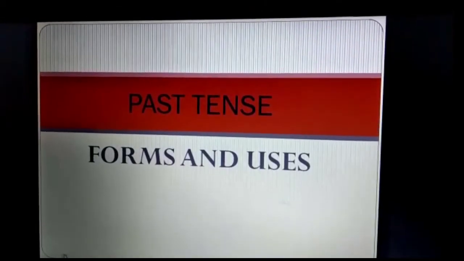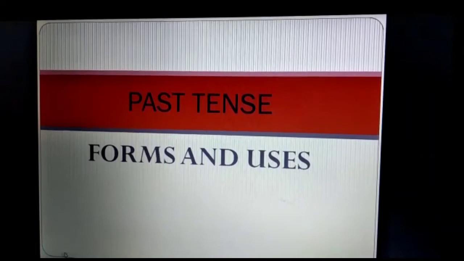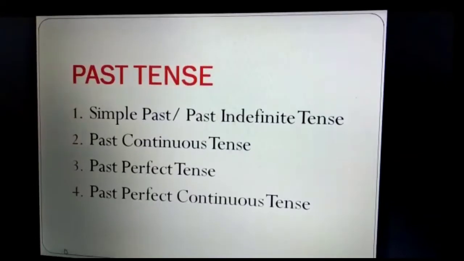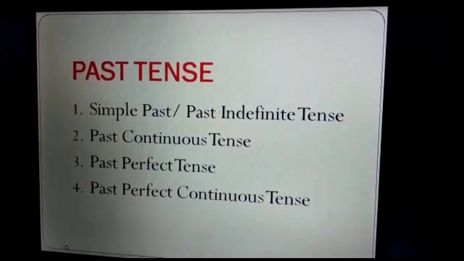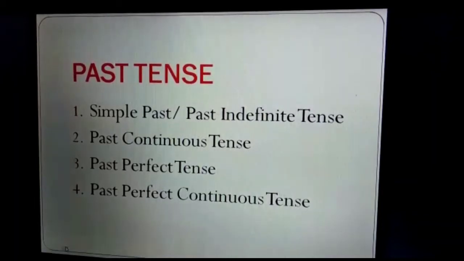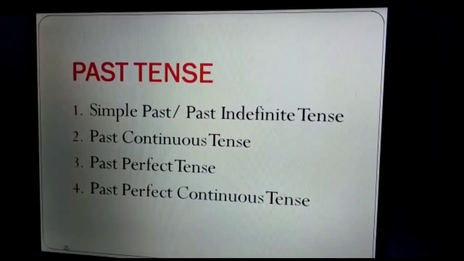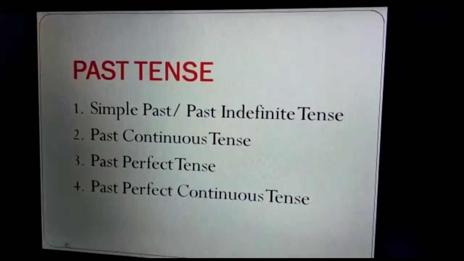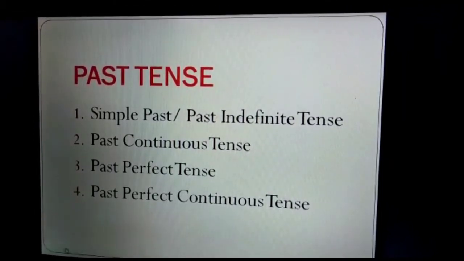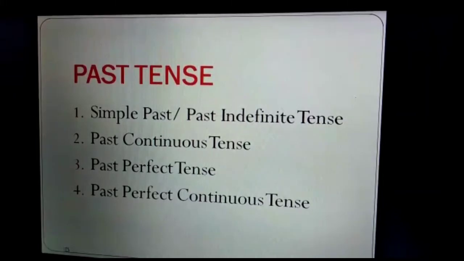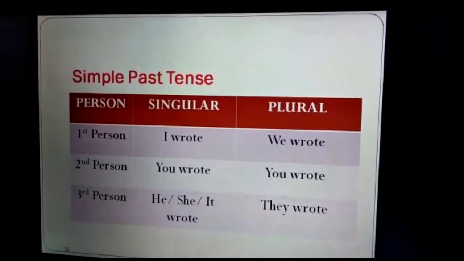As you all know, past tense has four subdivisions and they are simple past, past indefinite tense, past continuous tense, past perfect tense and past perfect continuous tense. Now let us understand each of these types in detail. First of all, simple past tense.